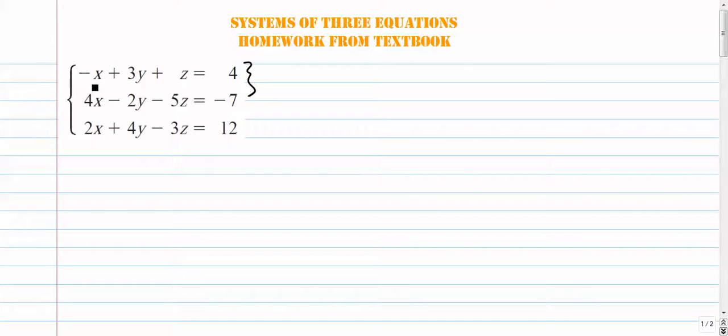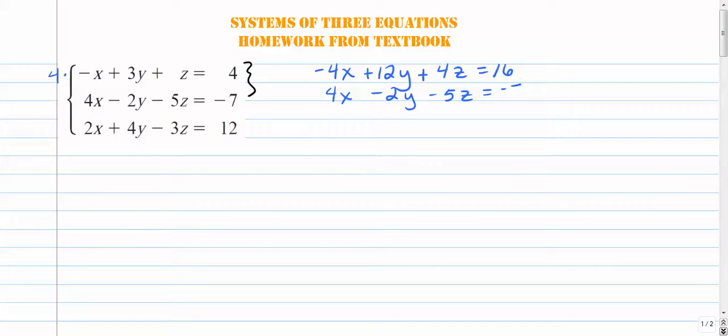Try to get the x's to eliminate. So I'm going to multiply the top one by 4. So I'll take it over here. I've got negative 4x plus 12y plus 4z equals 16. The middle one I'm just going to bring over here, 4x minus 2y minus 5z equals negative 7. Add those together. We get some cancellation right here. Positive 10y minus z equals 9.